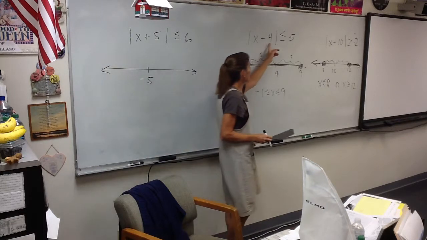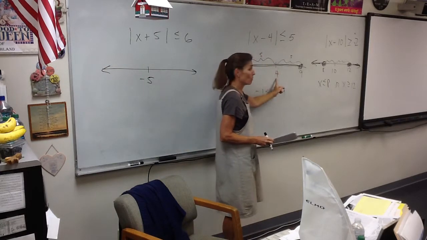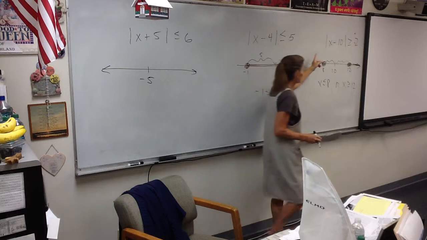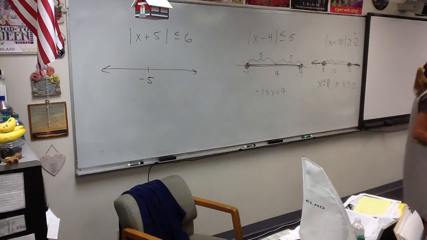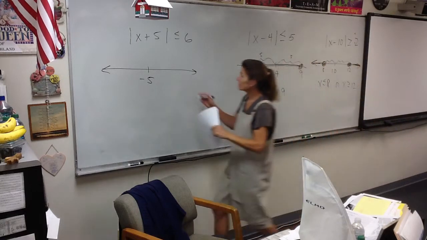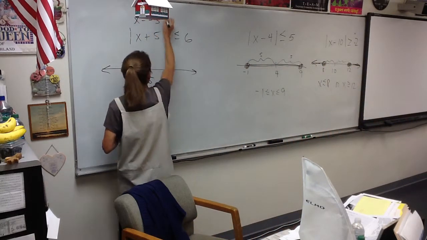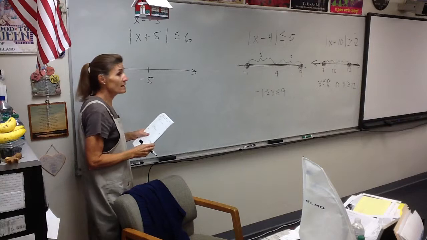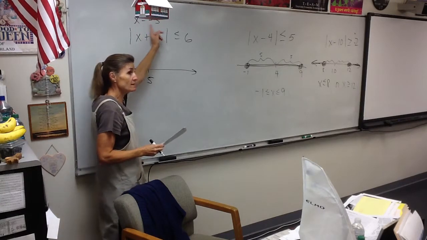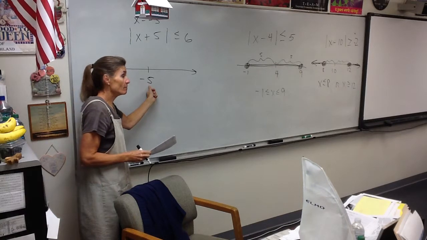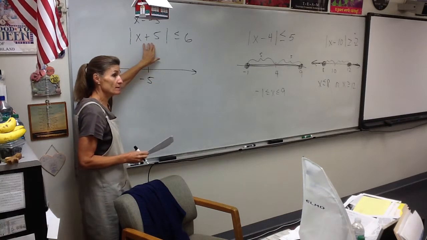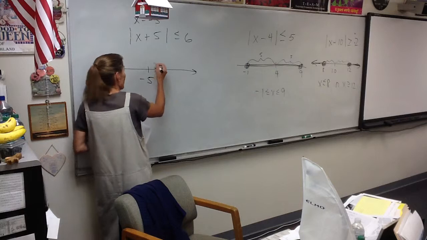Look here, where did I put my starting point here? 4. Where did I put it here? 10. So where do I put it, Maya? The opposite. Because technically, this is x minus -5. We never write it that way, but that's what it is. So my dot has to go at -5. It goes at the opposite of this. And then I will do everything the same.